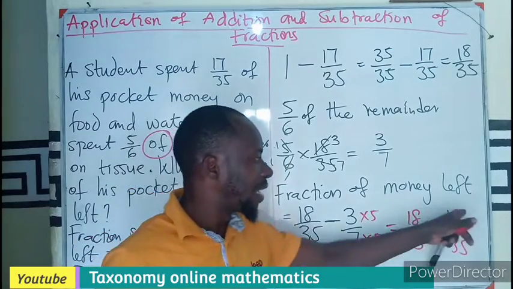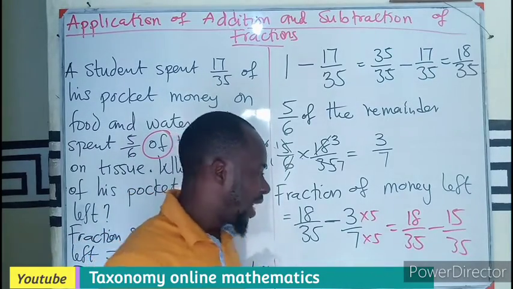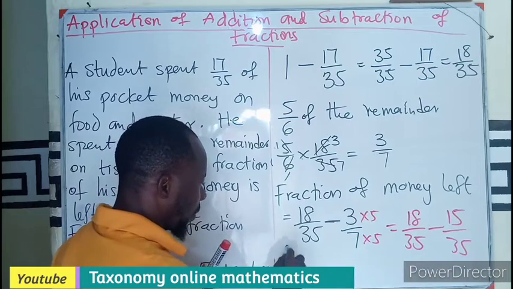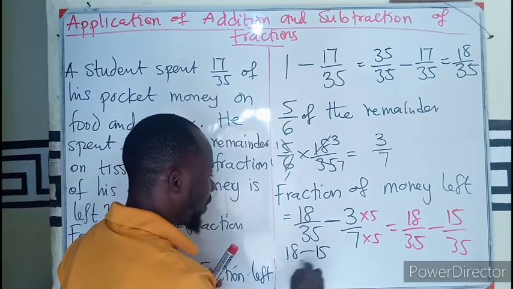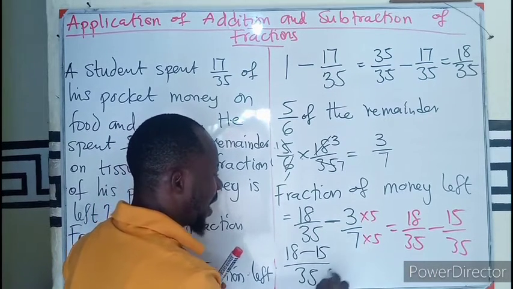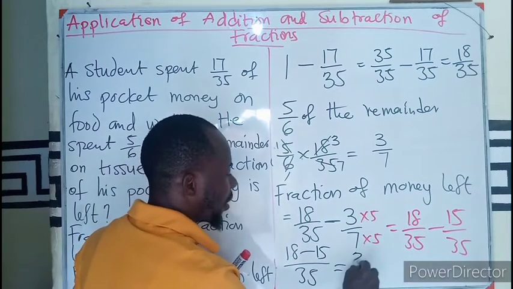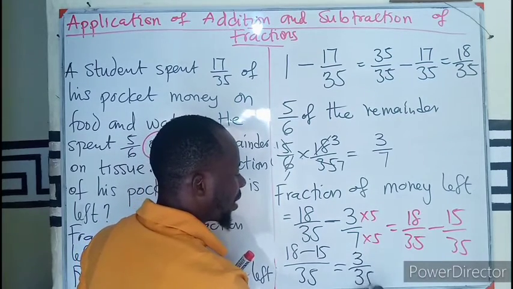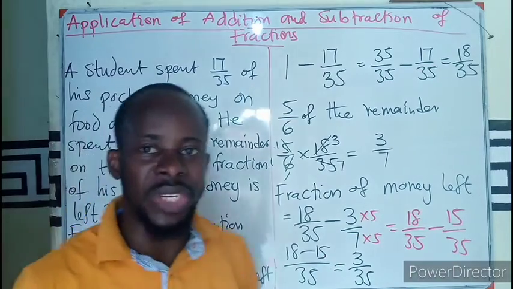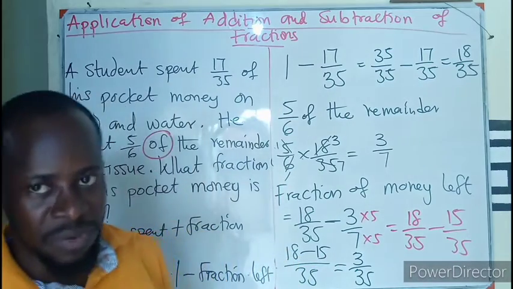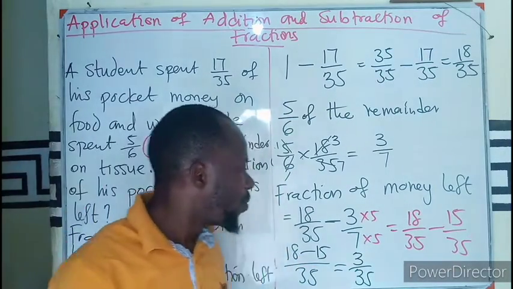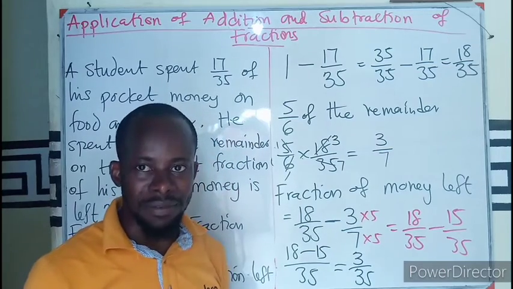So I believe we can subtract the numerators easily. And that is going to be 18 minus 15 over 35. And that will be 3 over 35. So the fraction of the pocket money left will be 3 out of 35.